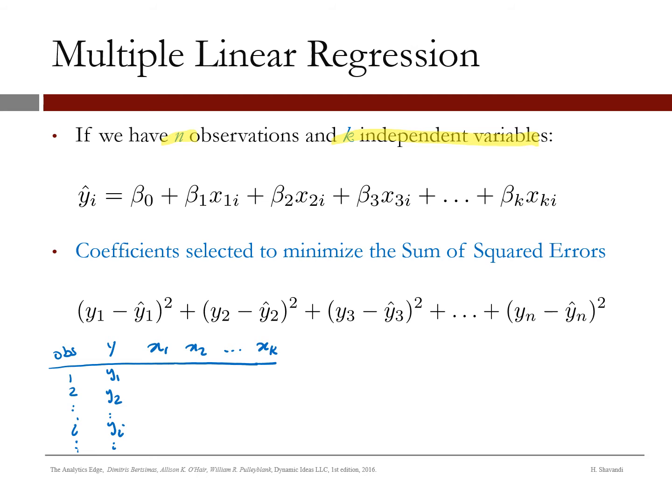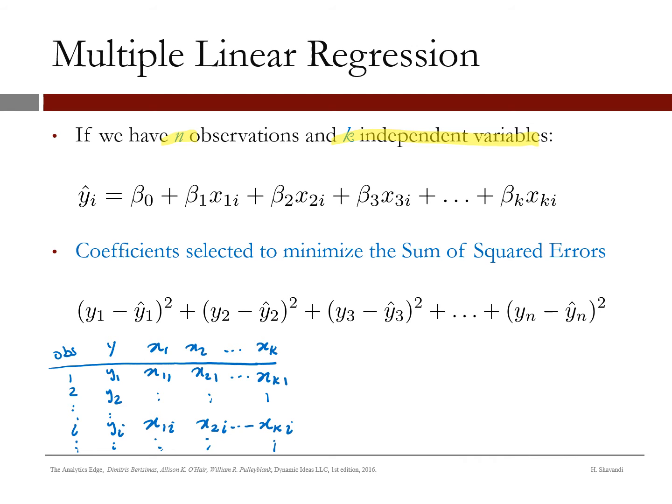xk. So here it will be x1 for observation 1, x2 for observation number 1, up to xk for observation 1. And for i we will have, for example, x1 for observation i, x2 for observation i, up to xk for observation i, and so on.